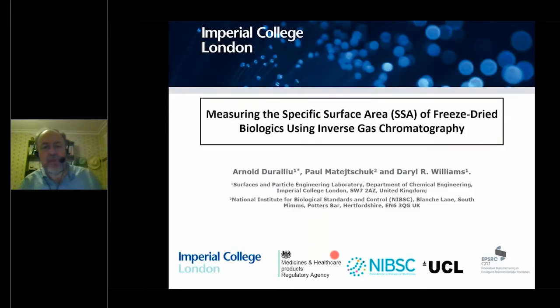So the first example we're going to have is actually based on gas phase chromatography. So we're going to look at how we can measure the surface area of a freeze-dried biological powder using inverse gas chromatography. And I'll give some explanation for why we're doing that. And this was a part of a collaboration we did at Imperial College with the National Institute for Biological Standards and Control in the UK. And they manufacture freeze-dried biopharmaceutical reference standards. And these materials, they need to understand the physical properties of those. That's an important part of the QA for the products that they manufacture.